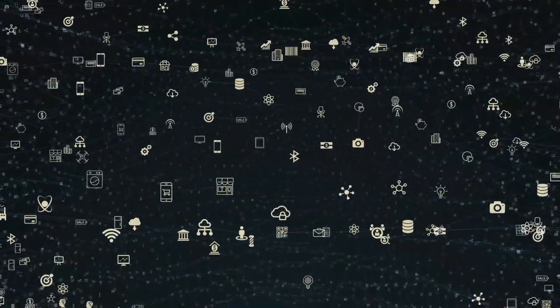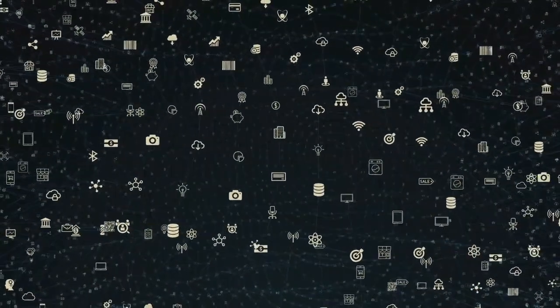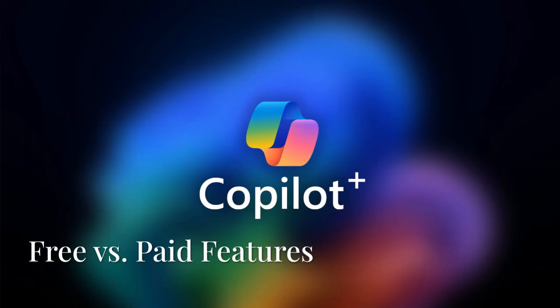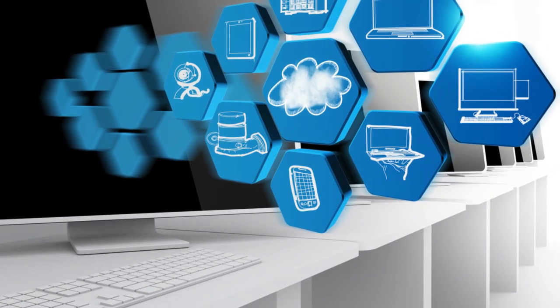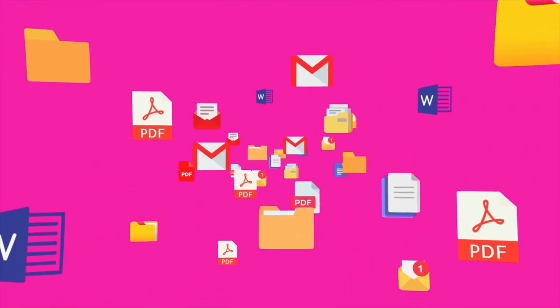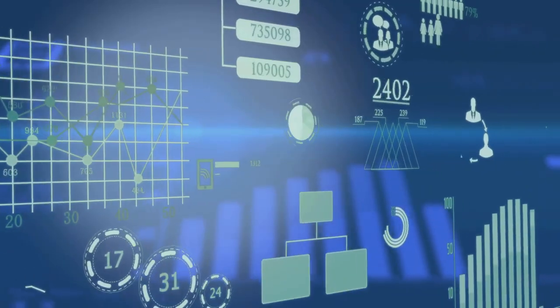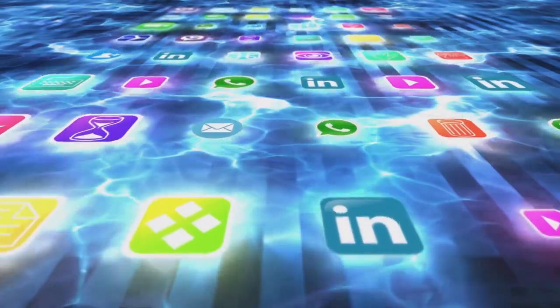Some features are free for everyone, and others are part of Microsoft 365 or Copilot Pro subscriptions. Let's break it down. If you're using the free version of Office, like the web apps, you'll still get helpful AI features like grammar and clarity suggestions in Word, smart replies in Outlook, chart and pattern ideas in Excel, and presentation design help in PowerPoint.